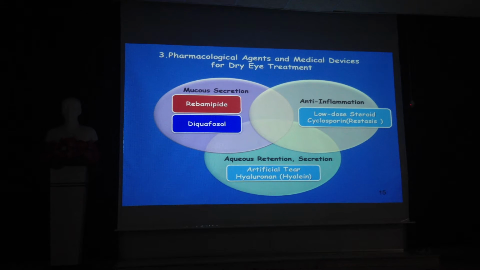How do we treat them? Well, there are at least conceptually 3 ways to treat dry eye patients. The pharmacological agents are divided into 3 groups. One is aqueous retention or secretion. Probably you use either artificial tears or hyaluronic acid or methylcellulose type eye drops. These are for the promotion of aqueous retention and secretion.